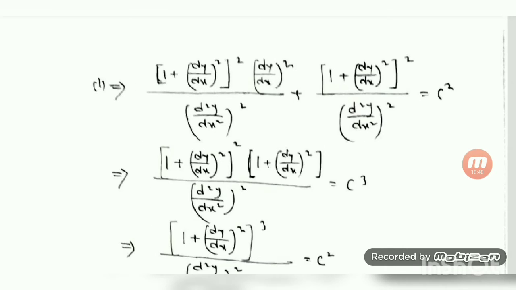And then what I have done, I just put the value of x minus a and y minus b in 1. 1 is your x minus a whole square plus y minus b whole square equal to c square. So x minus a whole square I have substituted, y minus b whole square I have substituted. This is equal to c square.